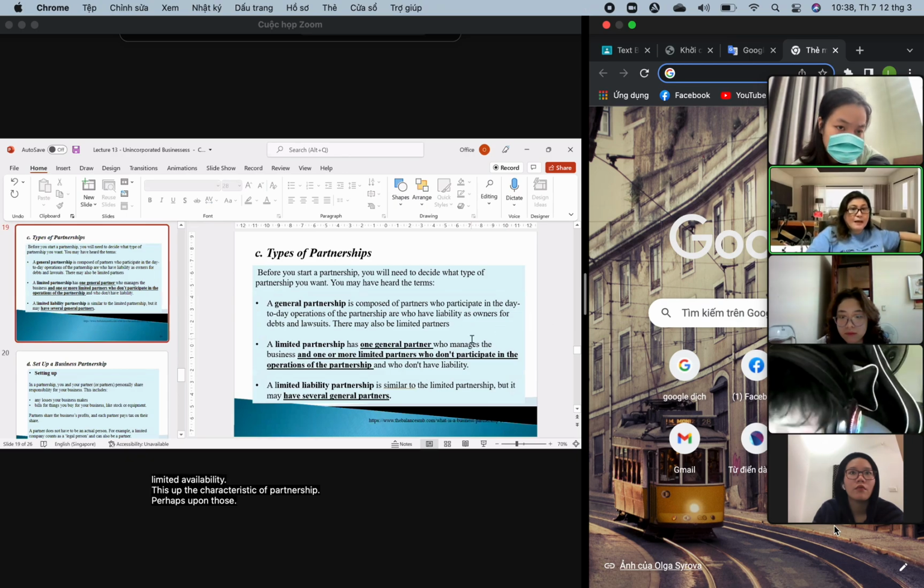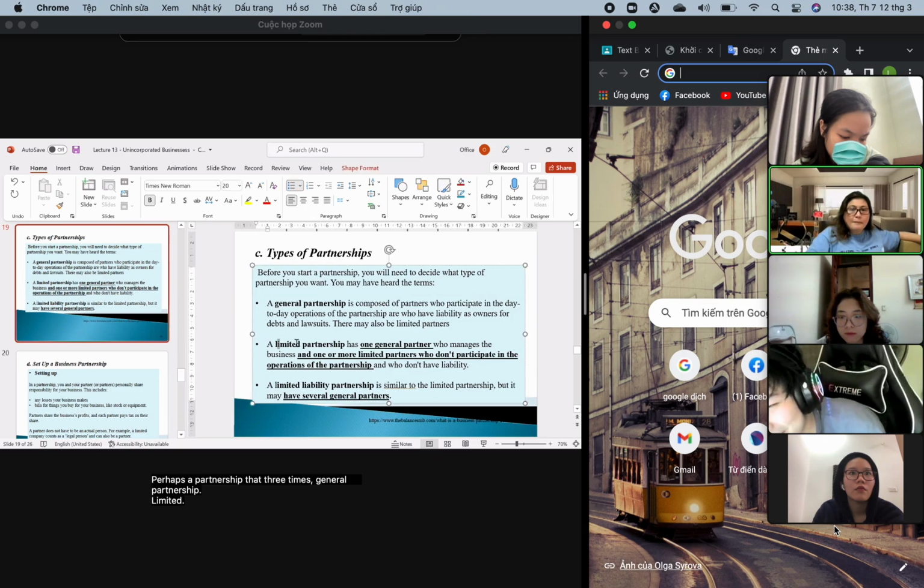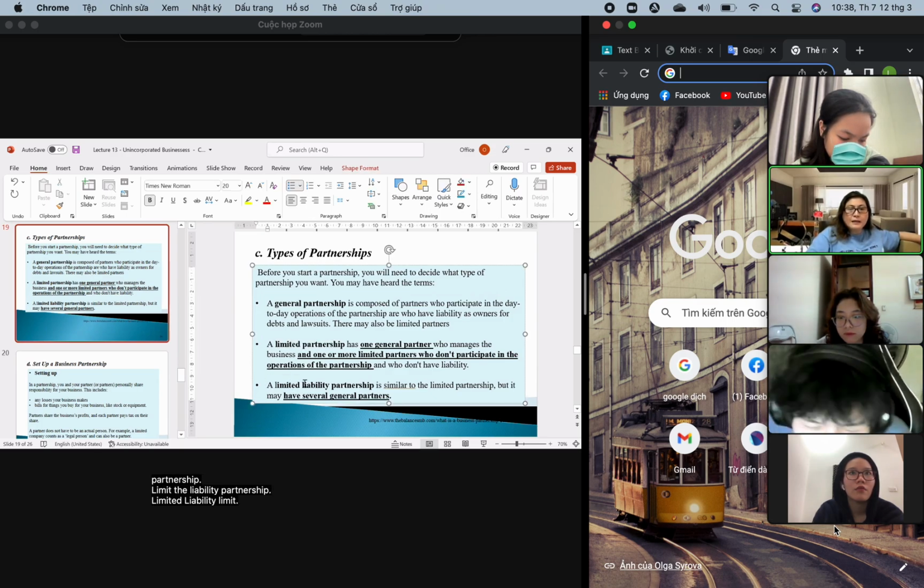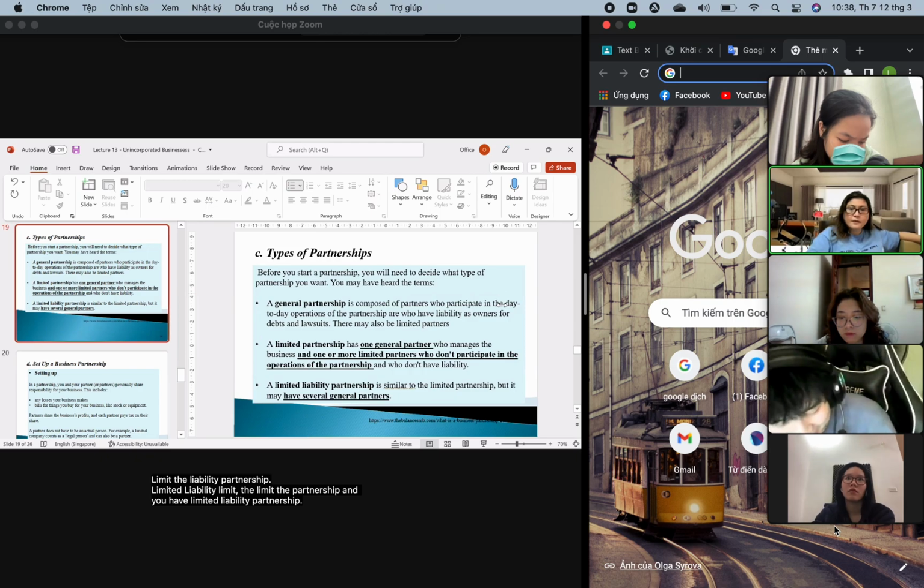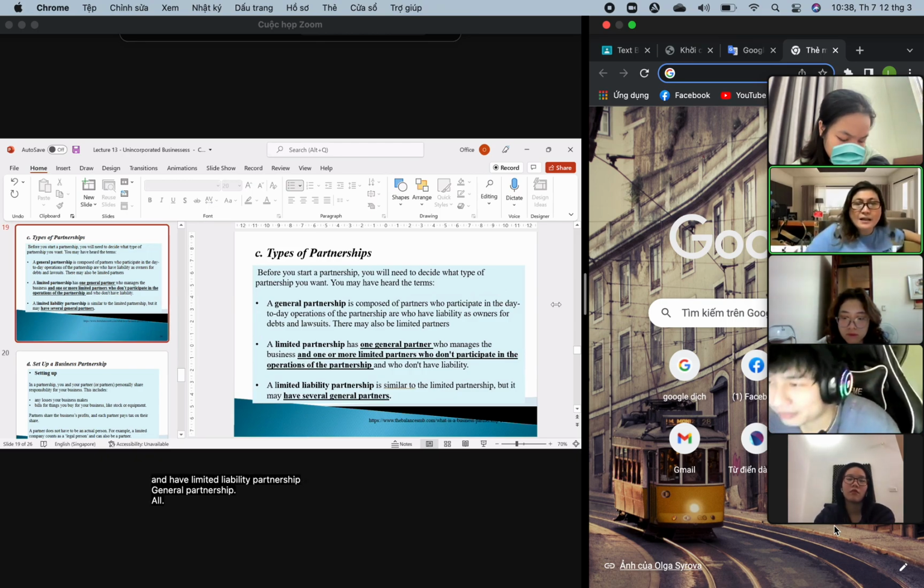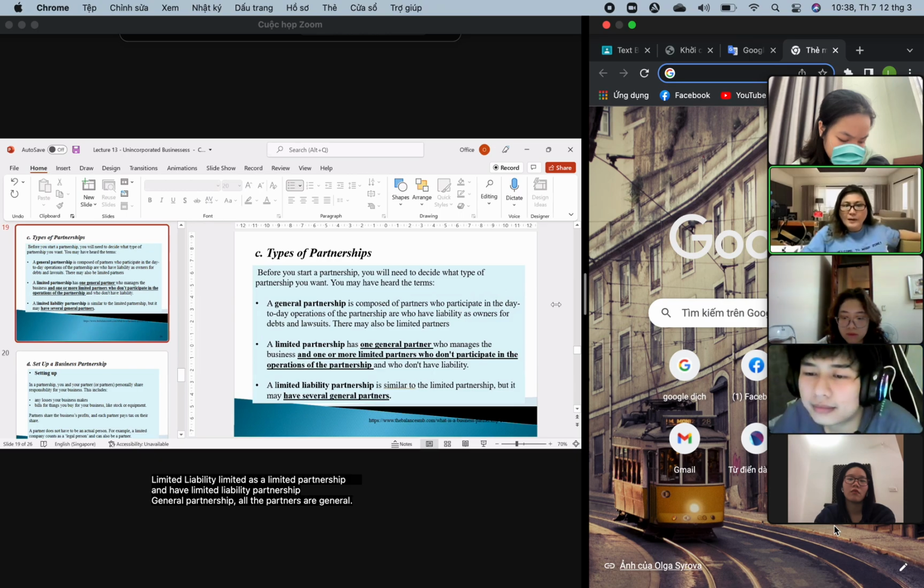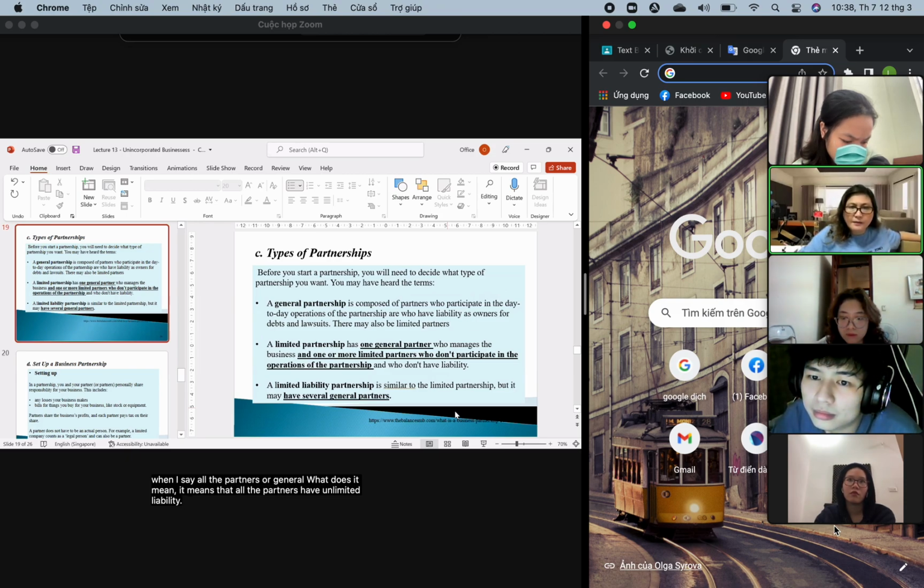Types of partnership, there are three types. General partnership, limited partnership, and you have limited liability partnership. General partnership, all the partners are general. When I say all the partners are general, what does it mean? It means that all the partners have unlimited liability.